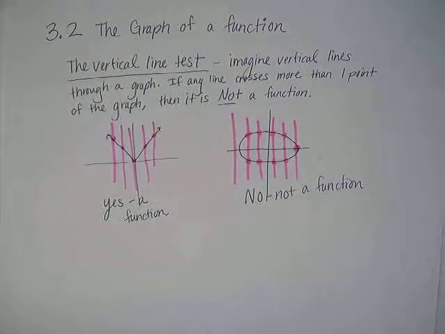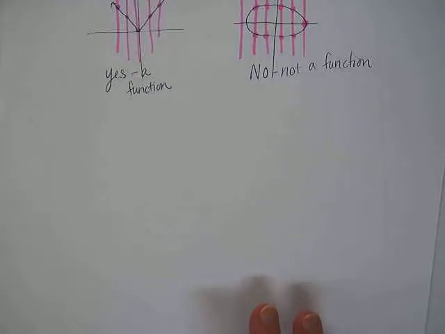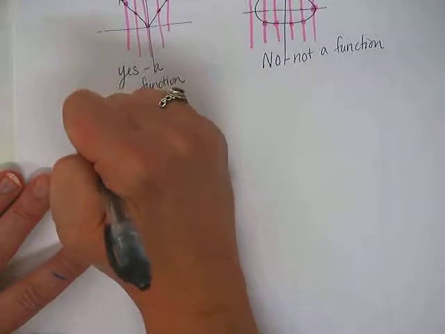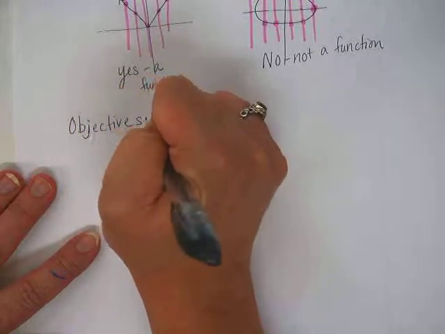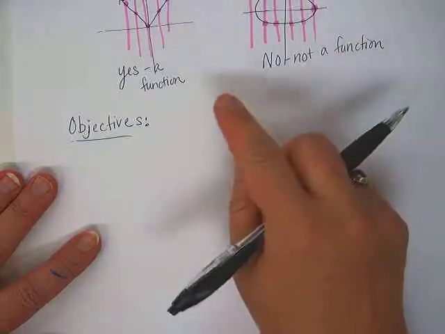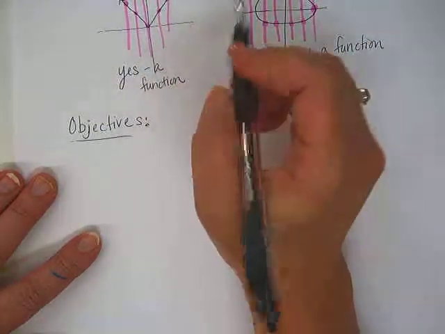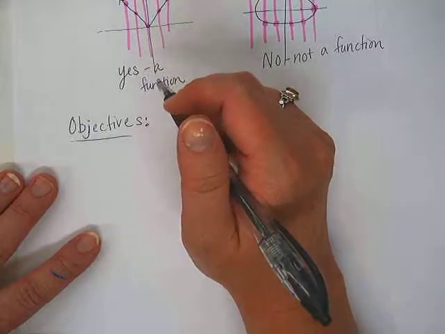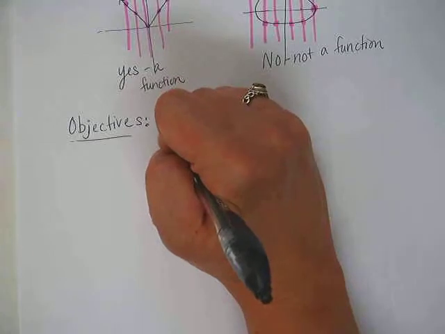Okay, do you need me to go through any examples of doing the vertical line test, or are you good with that? Alright. Otherwise, today, our objectives are, first of all, the one we just learned about: to know whether a graph is a function or not by using the vertical line test, right?